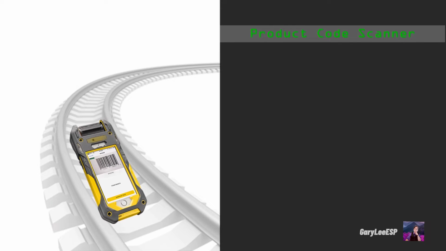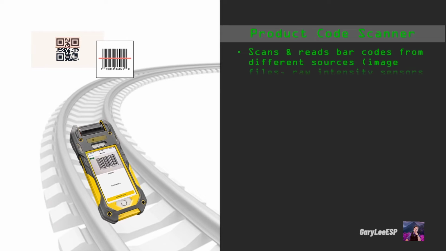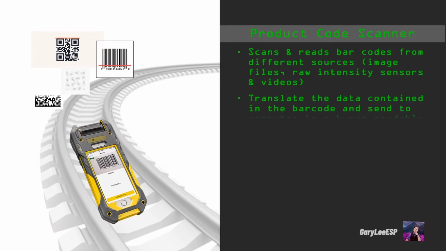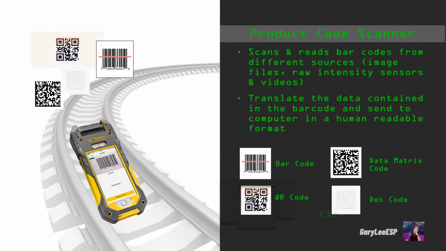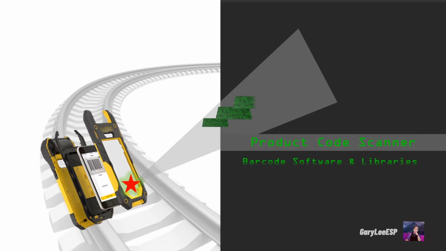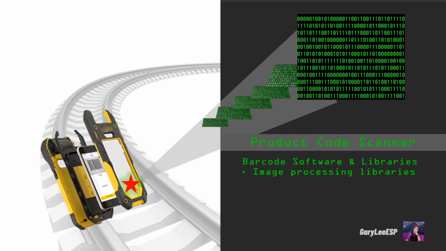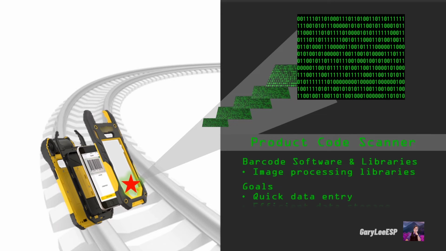Product code scanner. It scans and reads barcodes from different sources such as image files, raw intensity sensors, and videos. It is mainly used to translate the data contained in the barcode and send it to the computer in a human-readable format. A couple of common examples are barcode and QR code. For a product code scanner to be functional, it uses barcode software and libraries, such as image processing libraries.